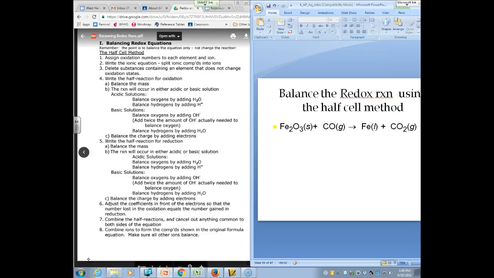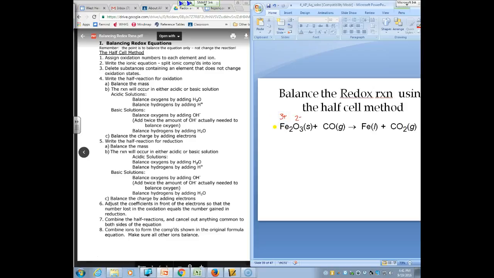The first thing you're going to want to do is assign your oxidation numbers to each element and ion. So I have a little example here, and we have some iron 3 oxide that we need to figure out the charge for. Oxygen is going to be 2-, and when it's ionic like this, it's pretty easy. You can just uncrisscross, and iron is 3+.